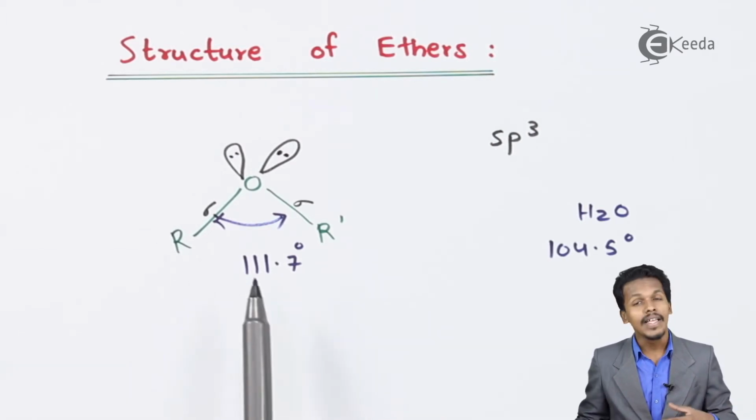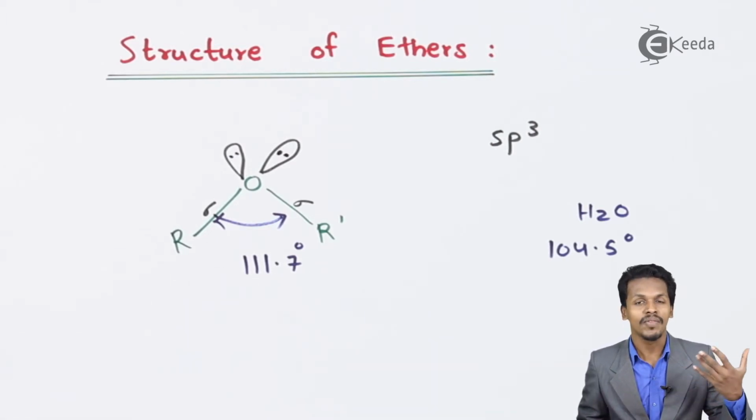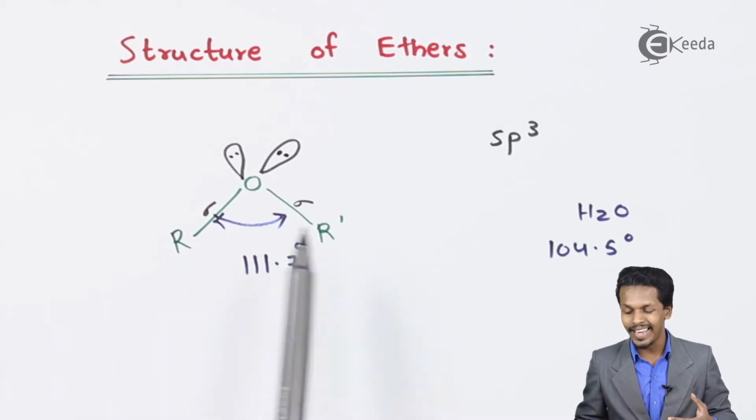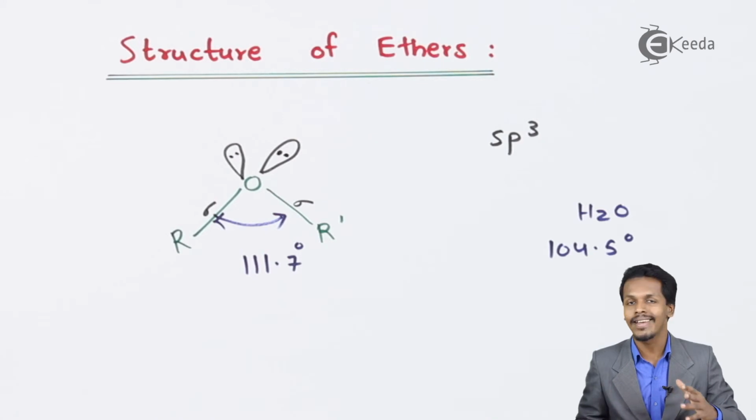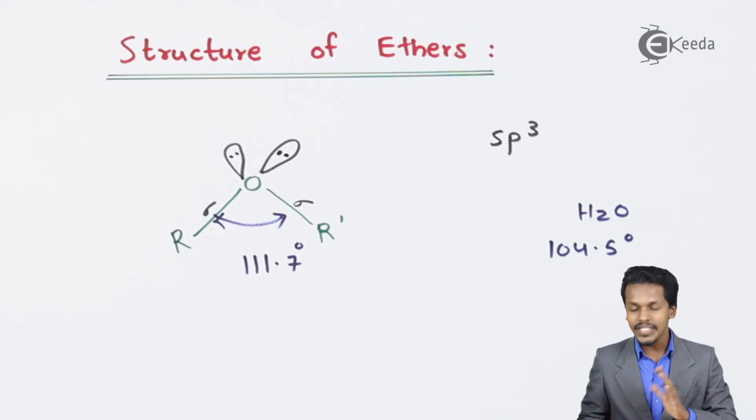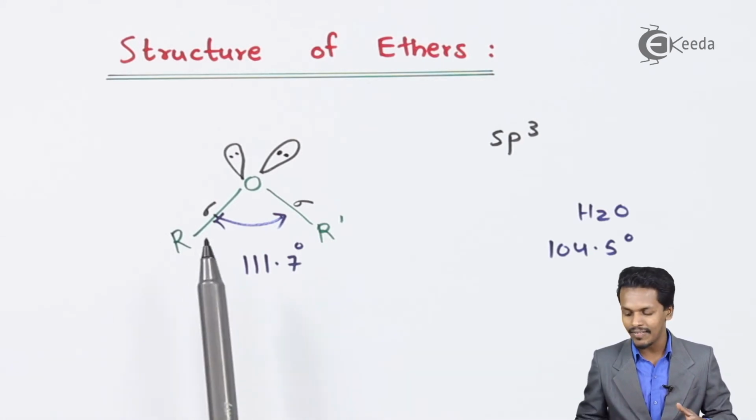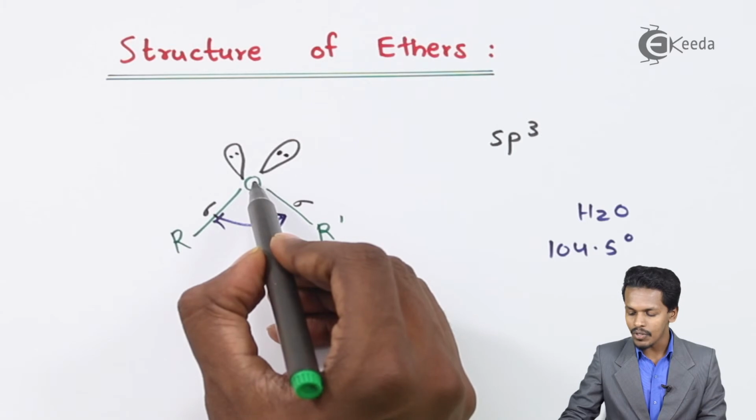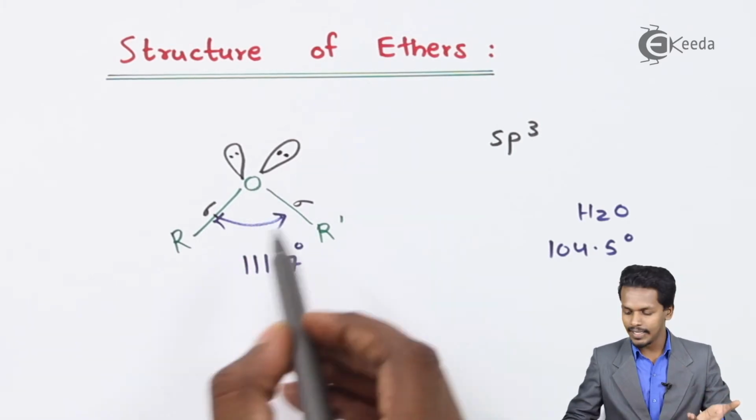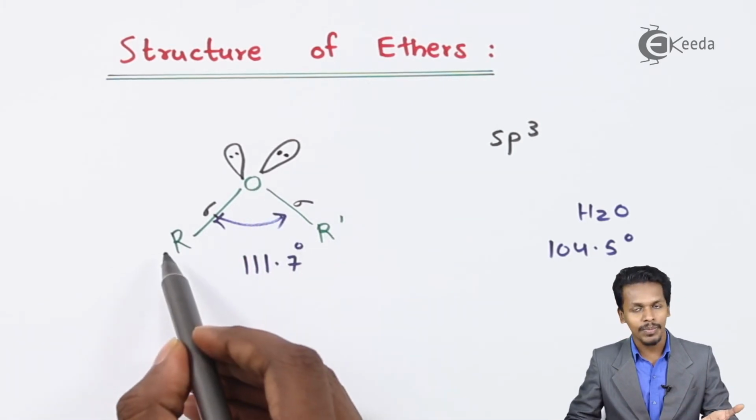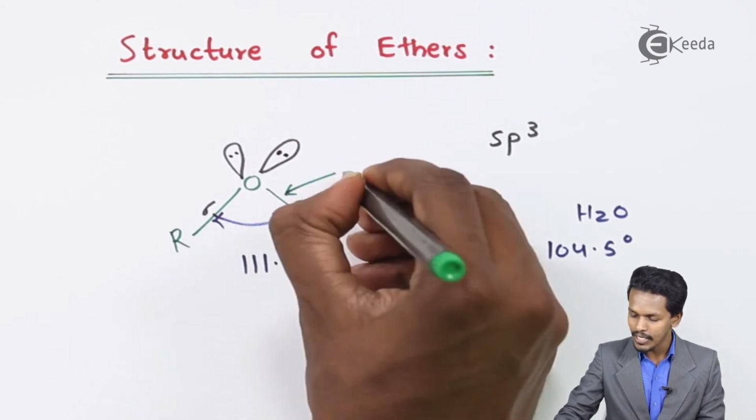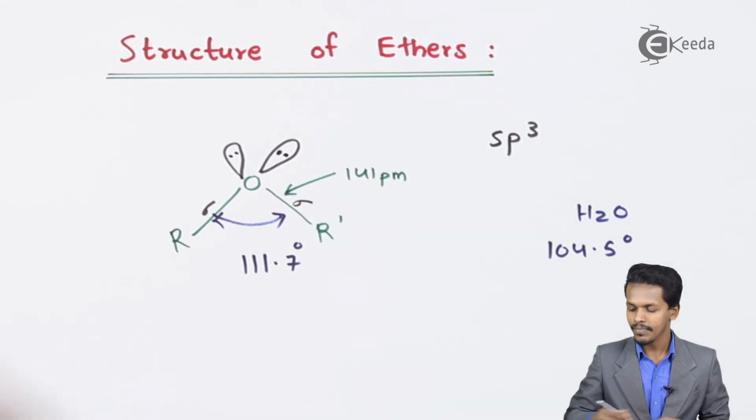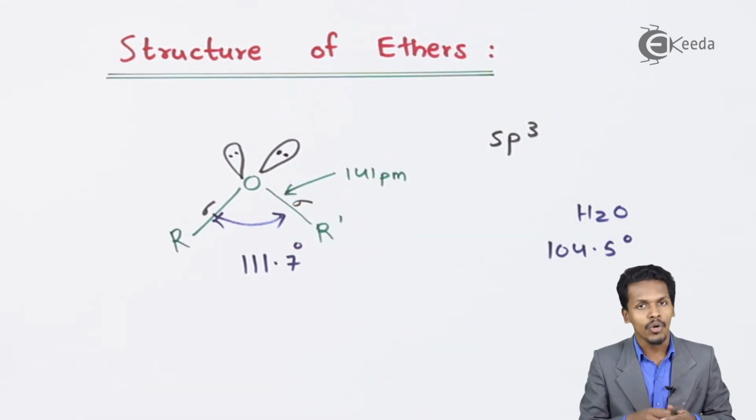The reason the bond angle is more compared to that of water is the alkyl group, and because of the steric hindrance of this bulkier group, the bond angle increases. So this was the structure of ether where we discussed the bond angle. And talking about the bond length, that is the distance between this oxygen atom and this alkyl group, whether it is R' or R, it has been found to be 141 picometers.